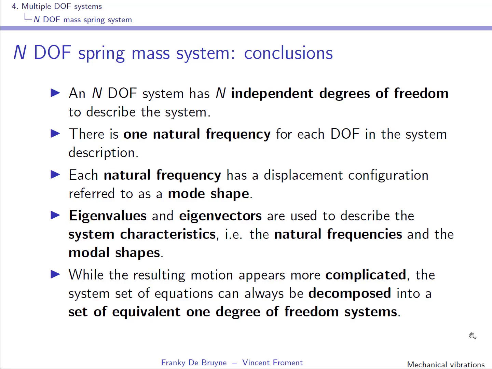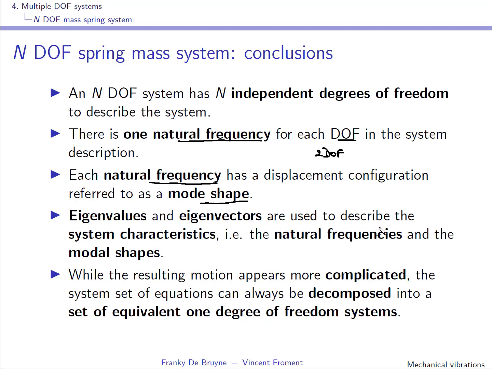Well, we arrive here at our conclusions. An n degree of freedom system has n independent degrees of freedom that you can use to describe the system. There is one natural frequency for each of the degrees of freedom in the system description, and each natural frequency has a displacement configuration called a modal shape. We have done that for the 2 degree of freedom system. There were two modal shapes.